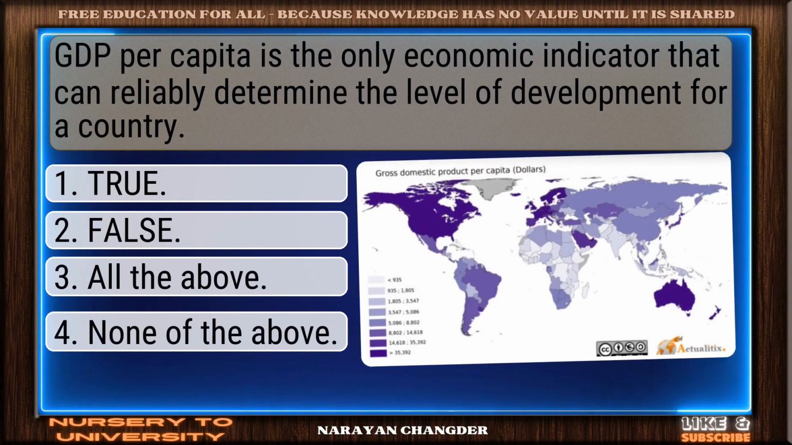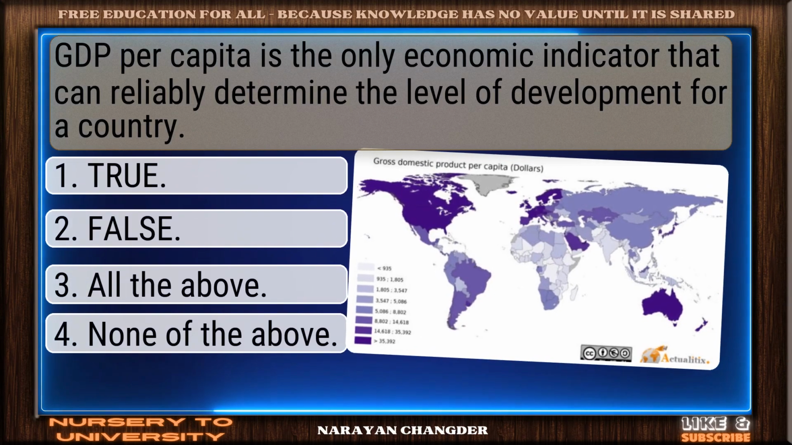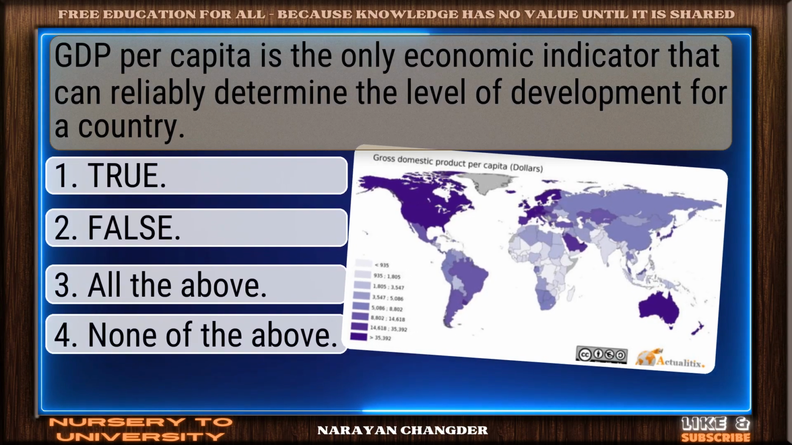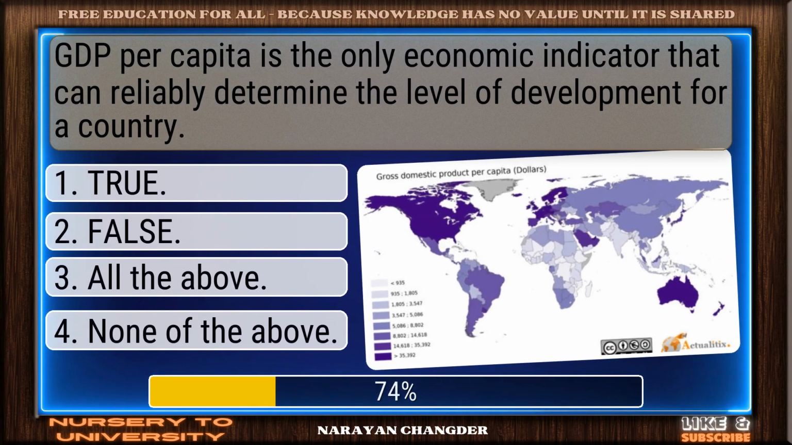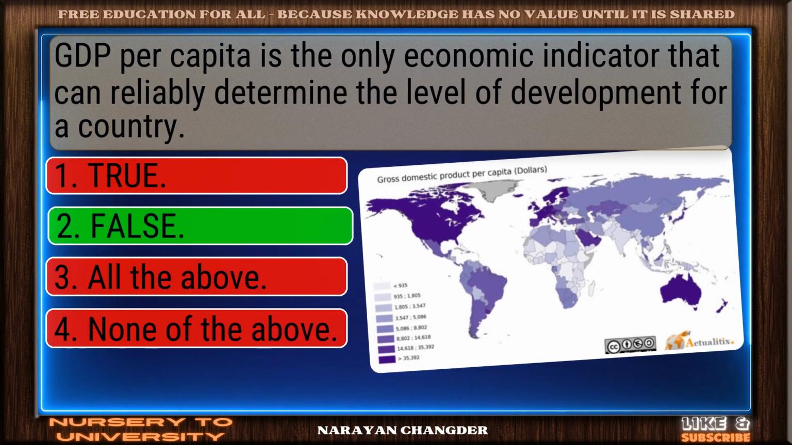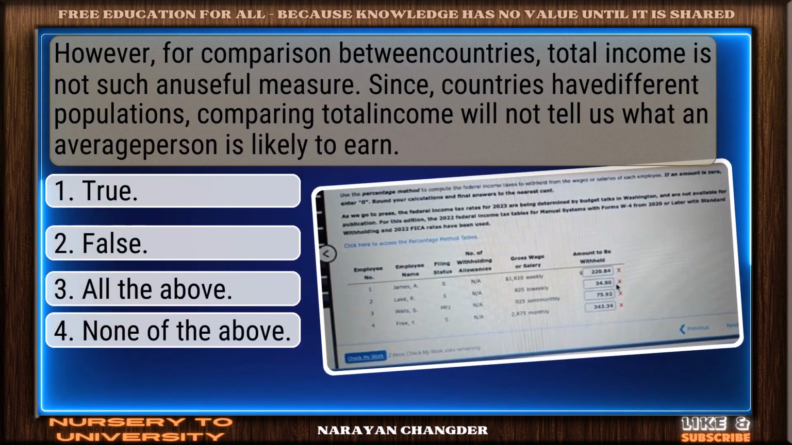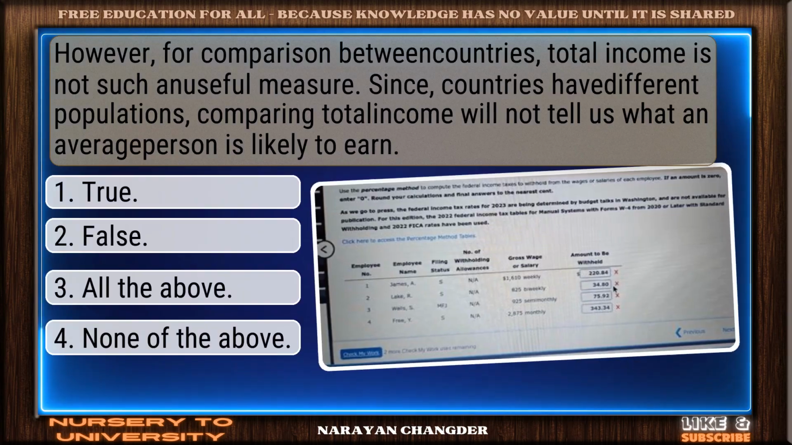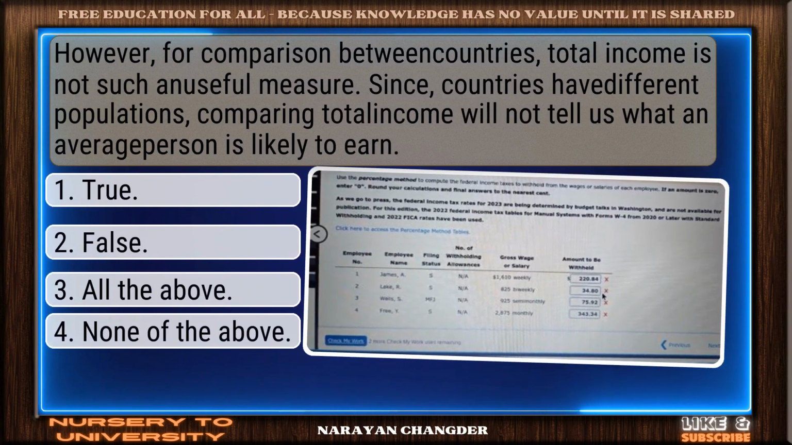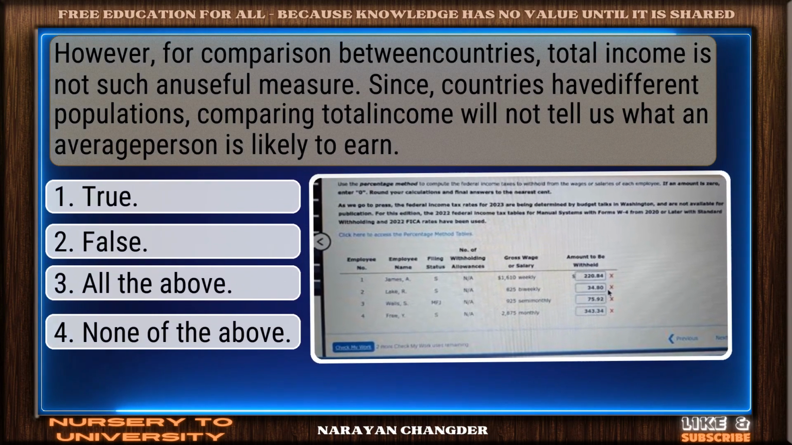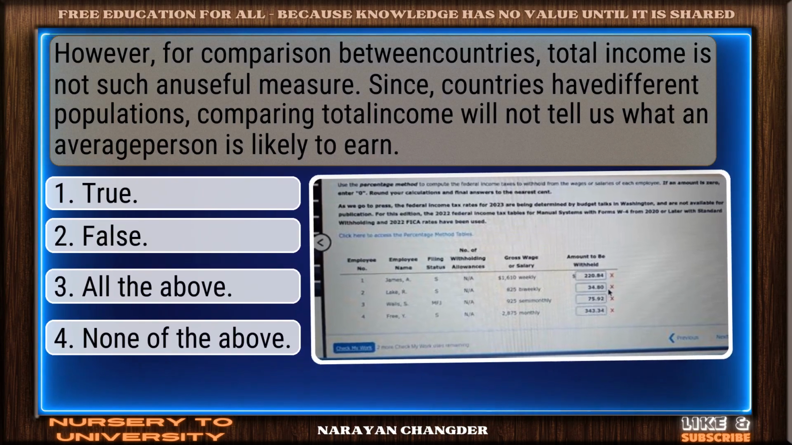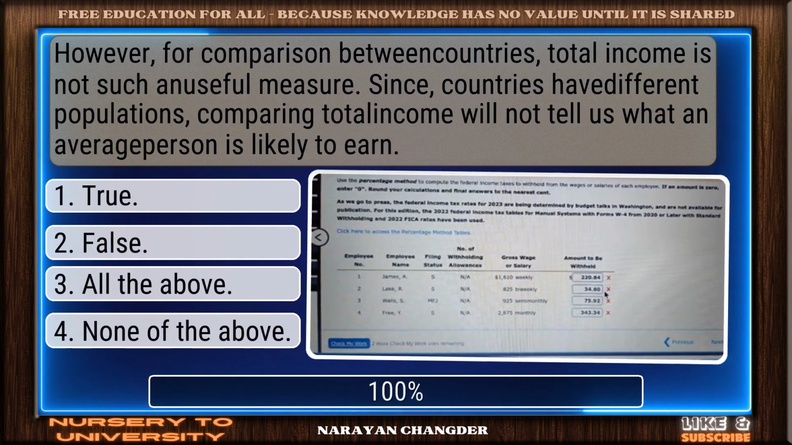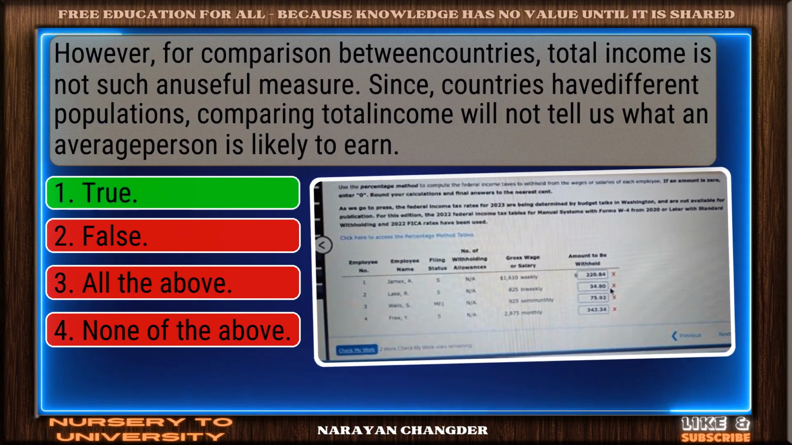GDP per capita is the only economic indicator that can reliably determine the level of development for a country. Valid point. False is true. However, for comparison between countries, total income is not such a useful measure. Since countries have different populations, comparing total income will not tell us what an average person is likely to earn. You got it. True fits.